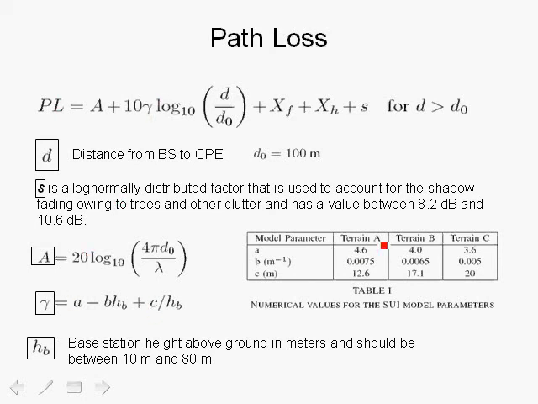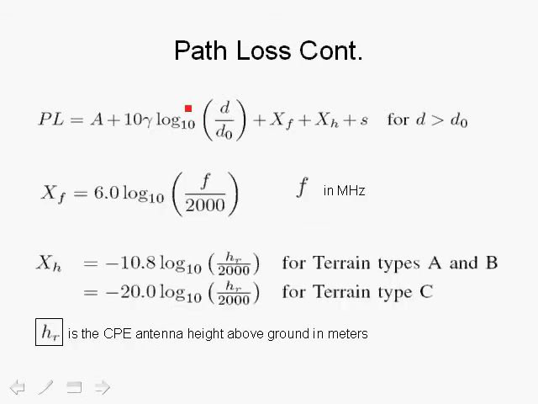So we can compute gamma based on the type of terrain, and let's go see how we compute X of f and X of h and how they depend on various factors. So here we have the same equation as we had before with X of f and X of h. X of f depends on frequency, it's the frequency dependence, and also recall that a depends on the frequency because it depends on the wavelength. But X of f depends on the frequency in this sense, so that as the frequency increases we have more loss in the path loss.